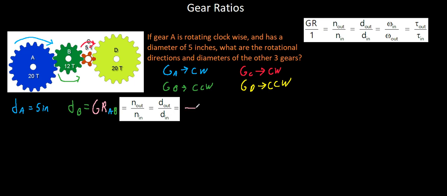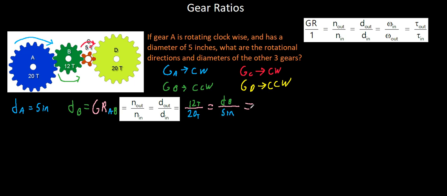So I'm going to rewrite these proportions, filling in my numbers. What's my number of teeth output? Well, the output is clearly gear B in this ratio, so that would be 12 teeth. And the number of teeth input is, of course, 20 teeth, or gear A's number of teeth. I'm going to set that equal to the diameter output divided by the diameter input. The output diameter is the diameter of gear B, but we don't know that. That's the whole point of this. But we do know our diameter input, which is gear A, which would be 5 inches.